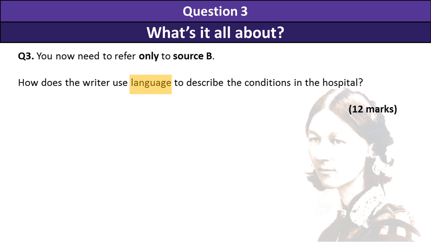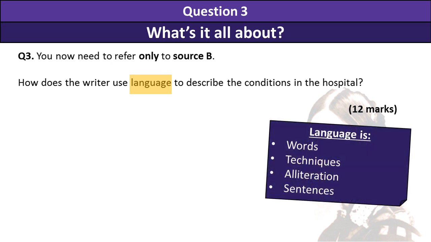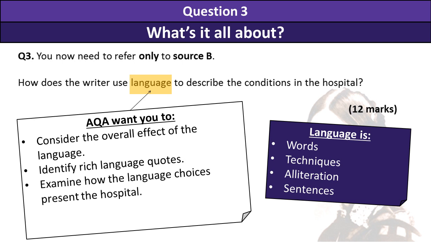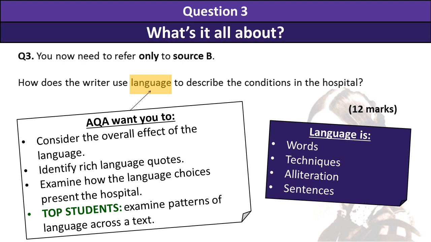Now this one is all about language, which is exactly the same as question 2 in paper 1. So it only wants to know about words, techniques, alliteration and sentences. Now, the same as question 2 in paper 1, AQA want us to consider the overall effect of the language. What is all the language working together to tell us? They want us to find rich language choices that we can then analyse in depth and detail. They want us to examine how these language choices present the hospital. But then the top students will look at how these language choices work together and connect together to give us an overall message across the text.